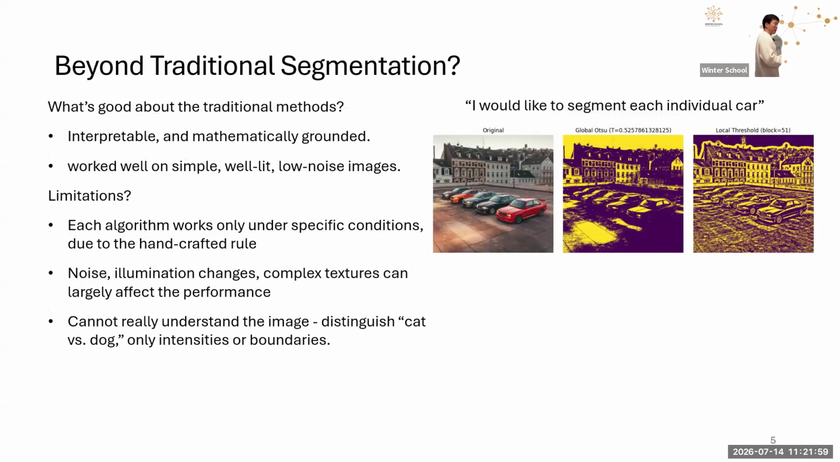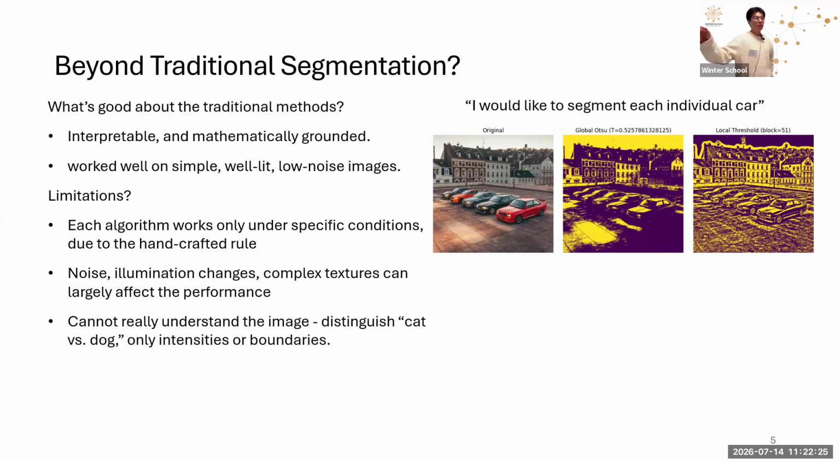So what's good about the traditional method? First, it's super interpretable, and it is mathematically grounded, right? So it works on simple, well-lit, low-noise images. But there are quite a few limitations, right? The most important one is that it's actually just segmentation. It's not semantic segmentation.